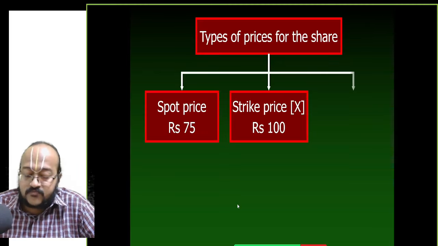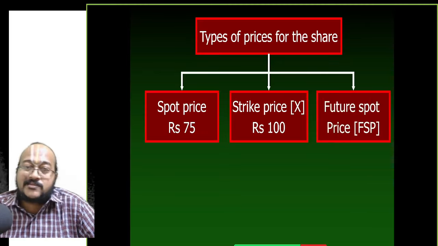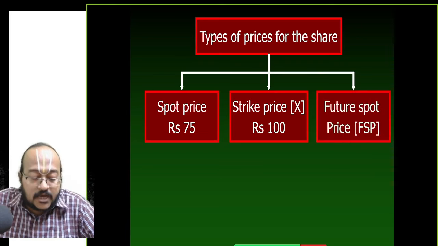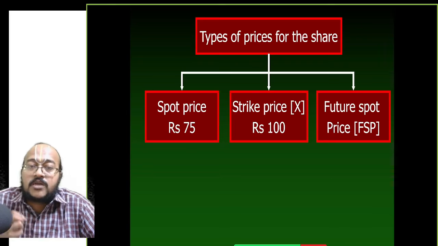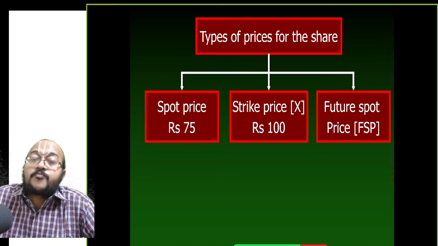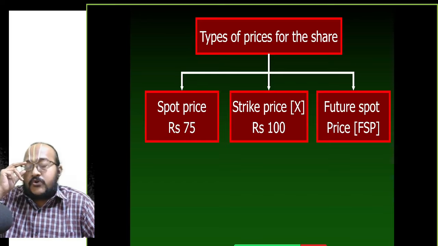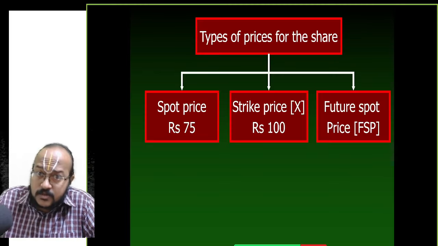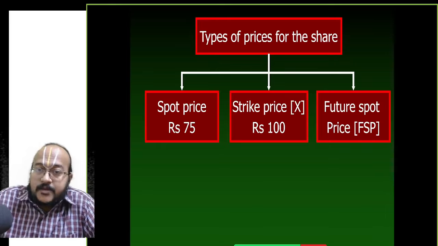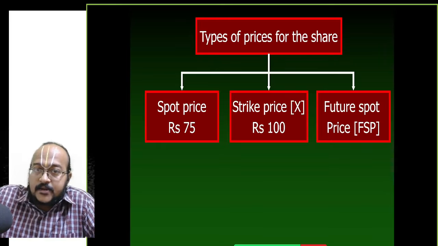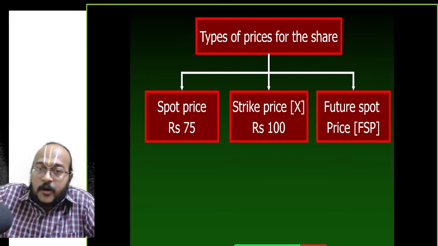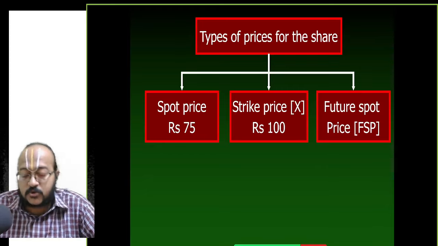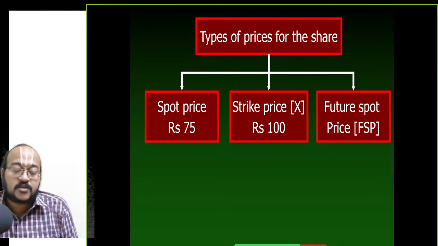Then there is the third price, which is the future spot price, FSP. What is FSP? Future spot price. See here, today the spot price is 75. What is the future spot price? On the date of maturity, that is 3 months in our example, after 3 months, what is the spot price? At that date, you will have some spot price. That is called the future spot price. On the date of maturity, whatever the spot price is, that is called the future spot price.